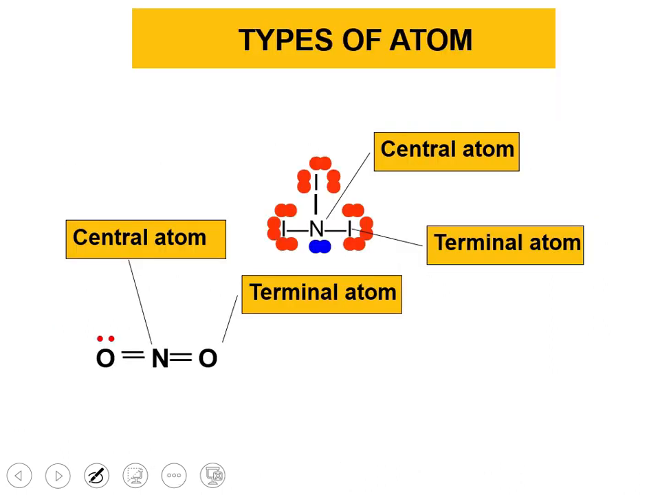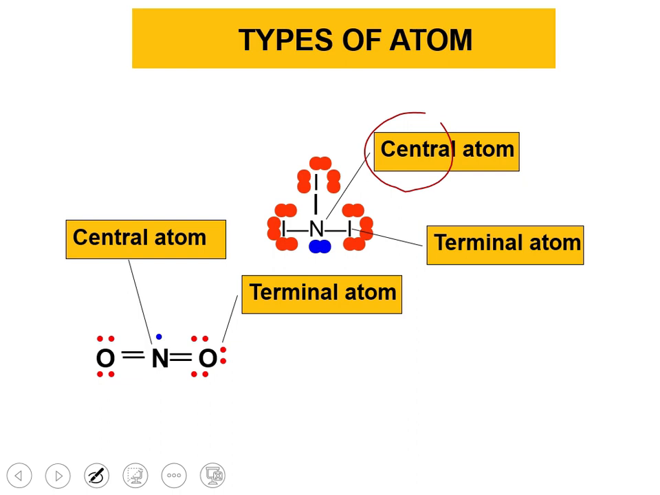Okay, let's look at the types of atom first. In a molecule, there are two types of atom. One we call central. What is central? When the atom has more than one bond, meaning it has more than one connection to other atoms, so it will be surrounded by more than one atom.